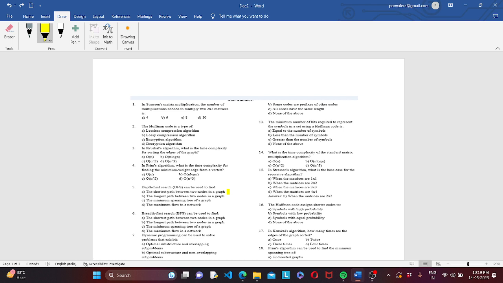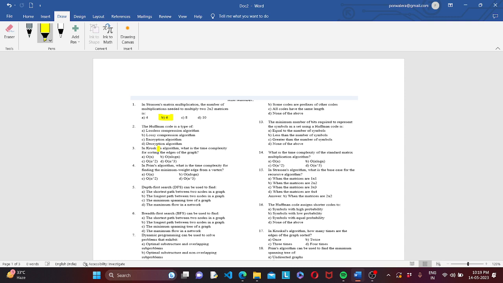Today we will be seeing our question paper, assignment test paper number 3, and we will be seeing the solutions along with the concepts. So the very first question we have is in matrix multiplication, in Strassen's matrix multiplication, the number of multiplications needed to multiply a 2 by 2 matrix. So the answer for this would be 6, which is answer B.